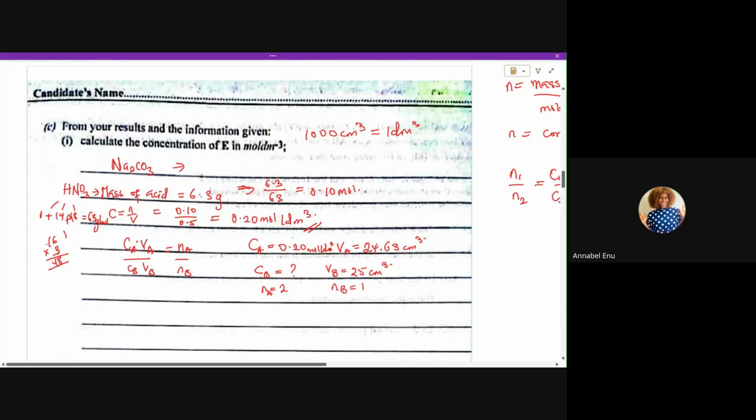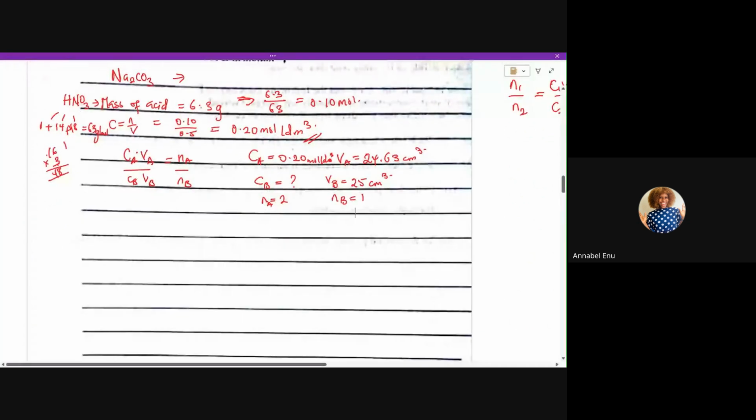So from here we can get our concentration. Now you may ask, why don't we use this number of mole here, 0.10? If we do use this, the ratio is already 2:1. So we're still going to be using the same ratio. So what matters is the ratio difference between them.